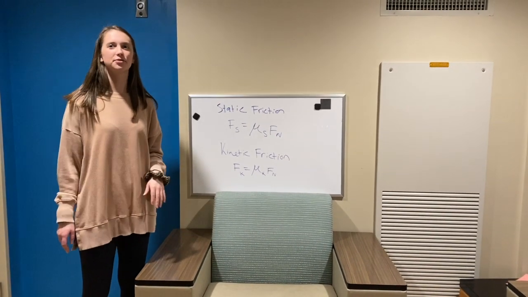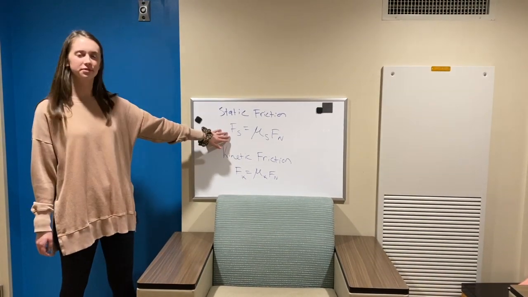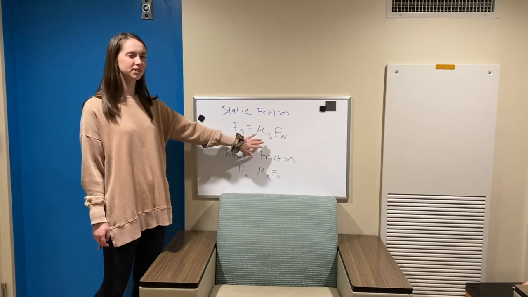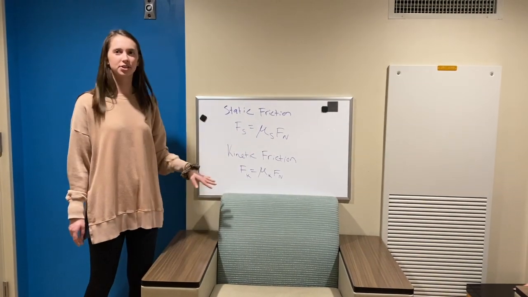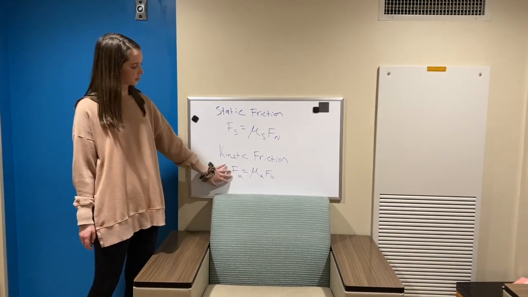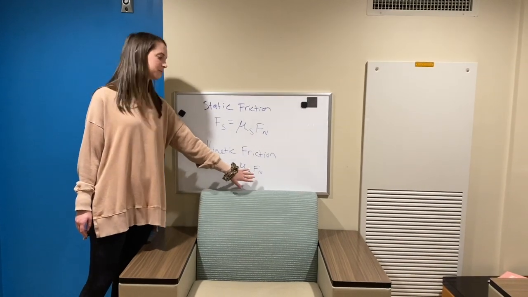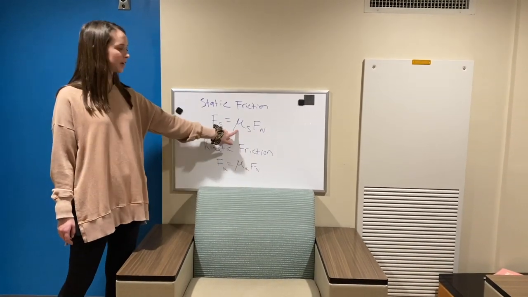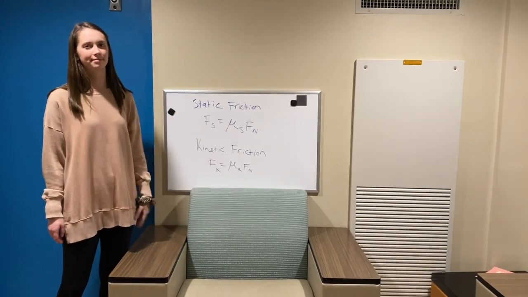Static friction is the force of friction between a stationary object and a surface. And here's the equation for static friction. It's just the coefficient of static friction times the normal force. Kinetic friction is the force of friction between a mobile object and a surface. Here's the equation for kinetic friction. It's just the coefficient of kinetic friction times the normal force. And these coefficients of friction are unique for each material.